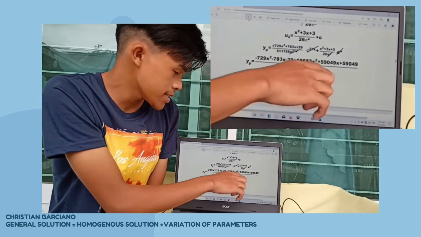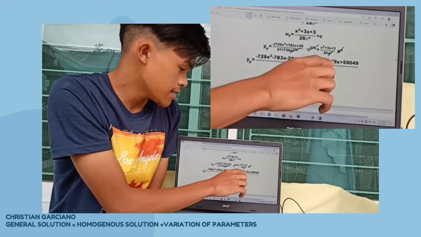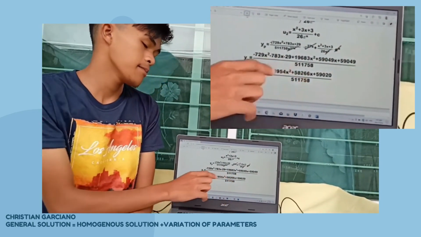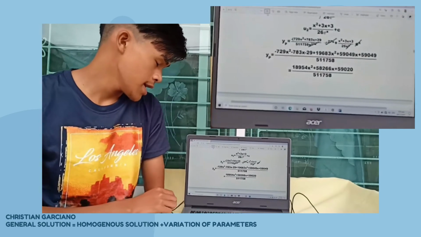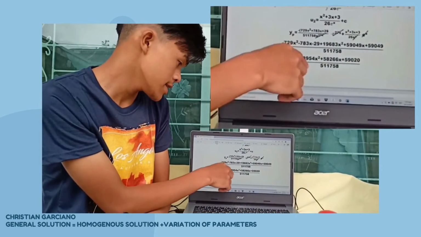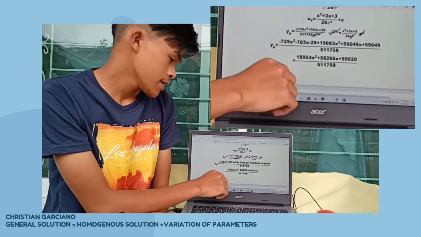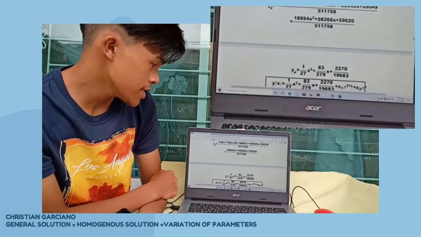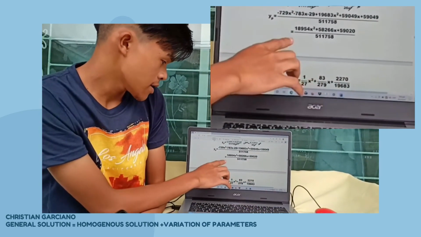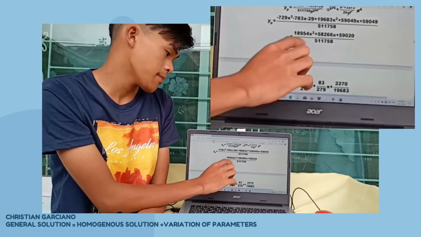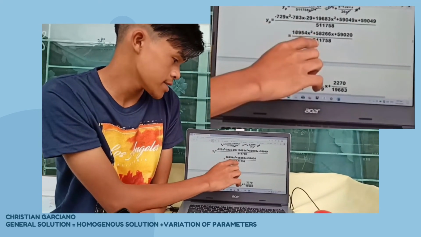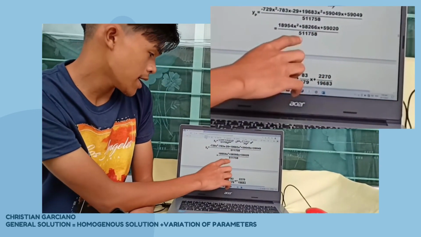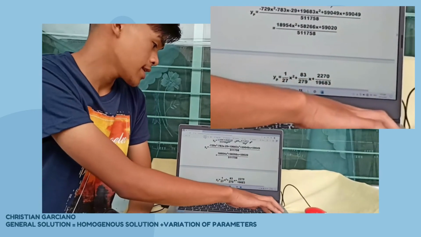19683 x squared plus 59049x plus 59049 over 511758. So after this, we will combine this into a single fraction. So the answer is yp equals 18954 times x squared plus 5826x plus 59020 over 511758.